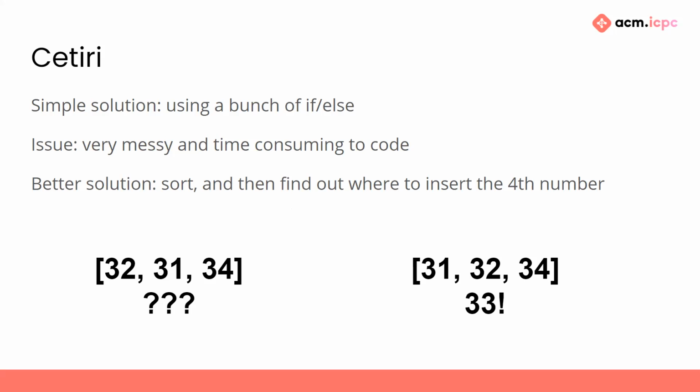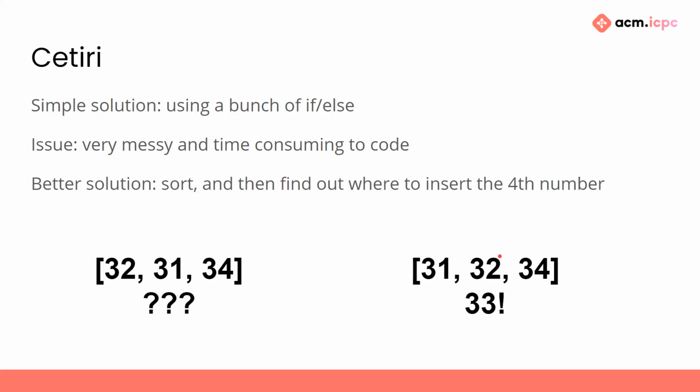So after sorting the array, for example, in this array, 32, 31, 34, after sorting it, we would get 31, 32, and 34. And now all we need to do is to take the difference between 31 and 32, and then take the difference between 32 and 34. We would find that the first difference is 1, the second difference is 2, which means there's a number missing here.